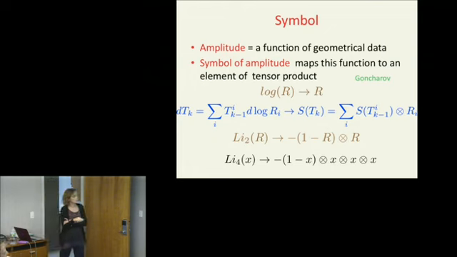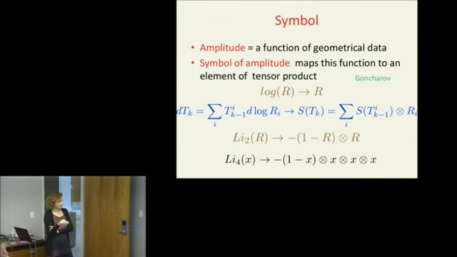So what is the symbol of this transcendental function? Let me give you two examples. Some of you might have heard this. Let me just give an example. Take a function, log. First of all, the symbol is a map from the function to an element of a tensor product. A transcendental function of degree k maps to a k-fold tensor product.